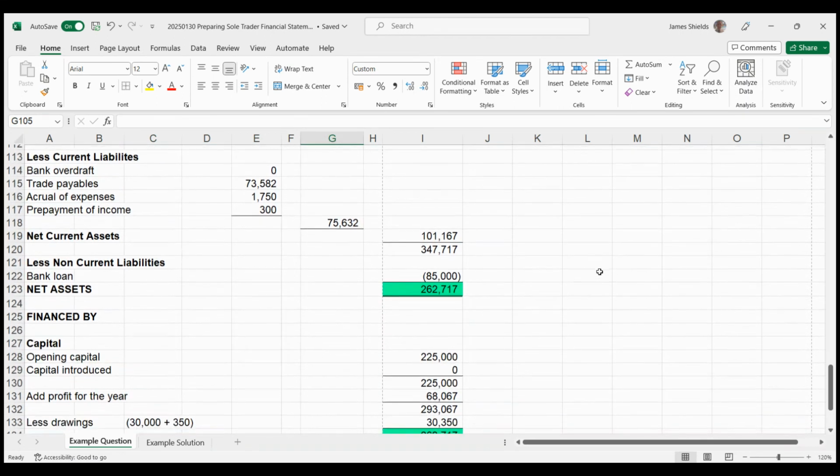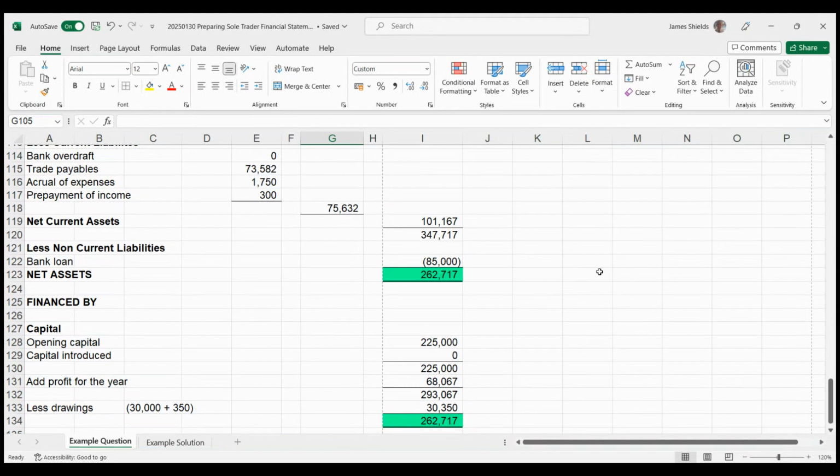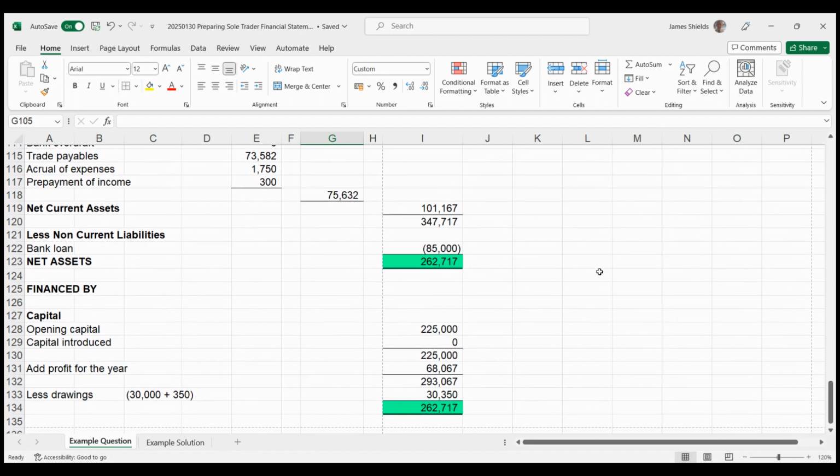So there you go. That's the sole trader financial statements involving income statement and statement of financial position.